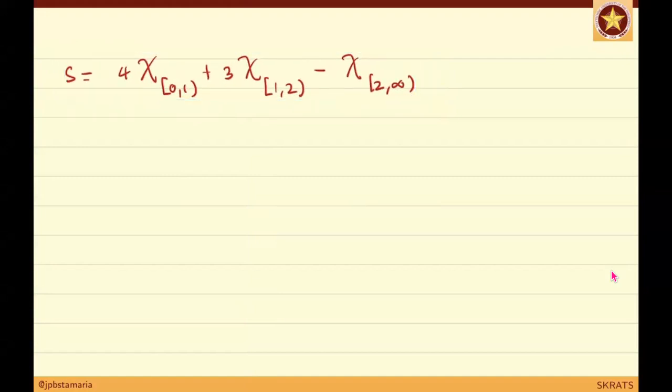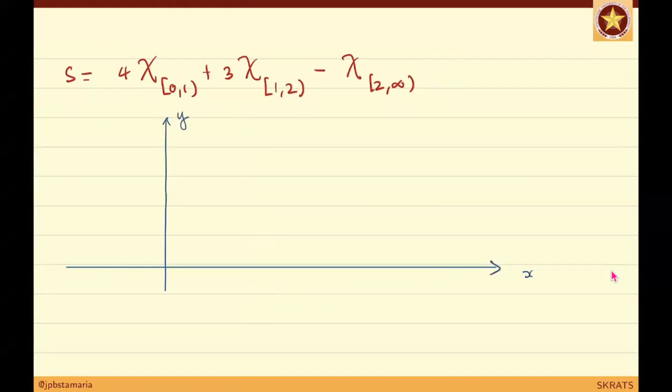Oh, ano yung itsura ng graph nito? Pag nakita nyo itong sinulat ko sa board, okay, if this is the x-axis, the y-axis, no? Nasaan na yung interval na 0, 1? So, ito yung interval na 0, 1. 1, 2, 3, 4.